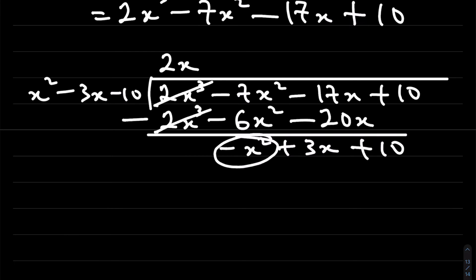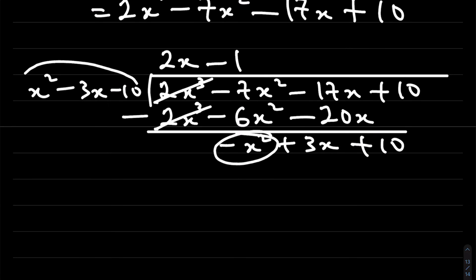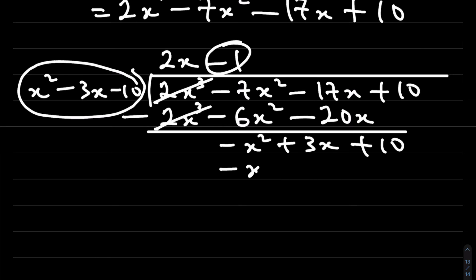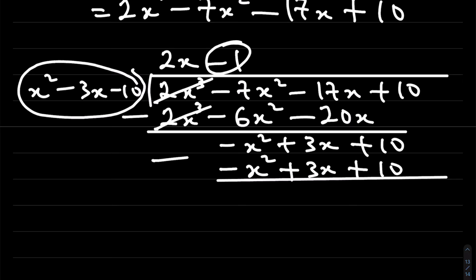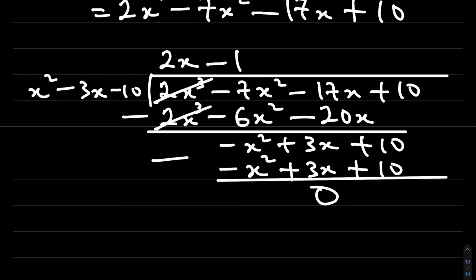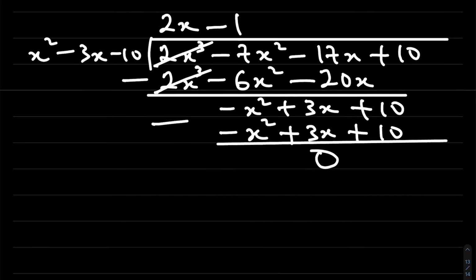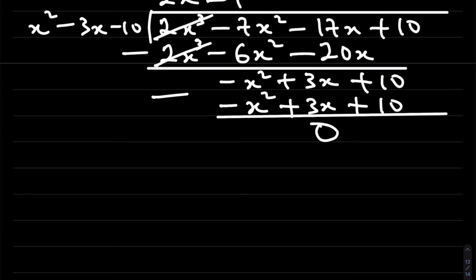Now minus x squared divided by x squared, that's minus 1. And we multiply the whole of this again by minus 1. That's going to give me minus x squared plus 3x plus 10. And now we can see that when we subtract, the remainder is going to be 0. That's correct, because x squared minus 3x minus 10 is a factor of g of x. So when you divide g of x by x squared minus 3x minus 10, you should get 0.